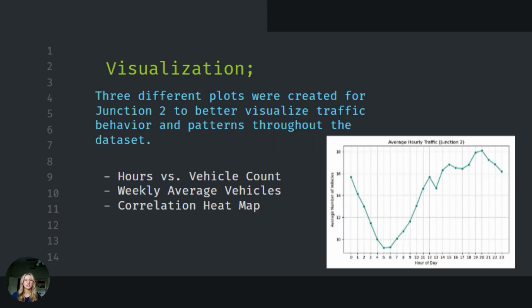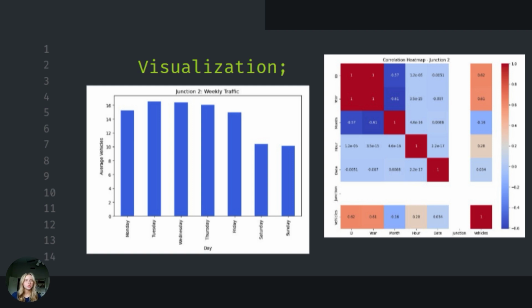After completing the statistical analysis, I created several visualizations to better understand the traffic behavior at Junction 2. This first graph shows the average hourly traffic volume throughout the day. This helped identify the busiest and the slowest traffic periods. And then the second visualization on my left mainly focused on weekly traffic patterns, which allowed us to compare average traffic volume across all of the different days throughout the week.